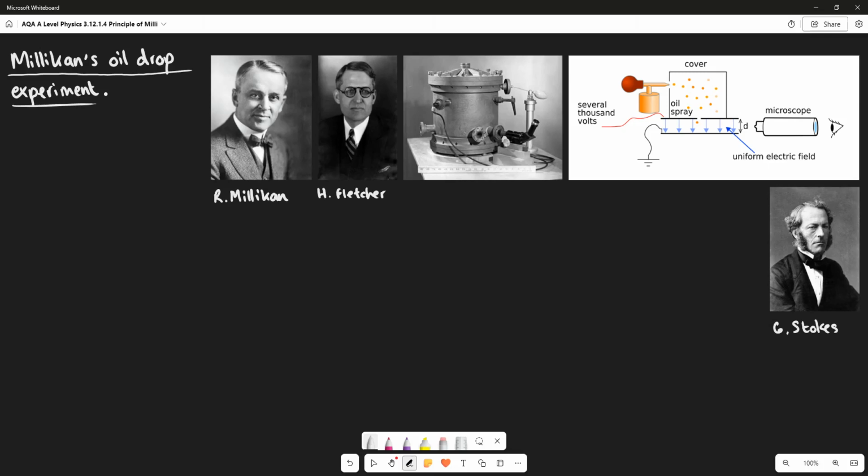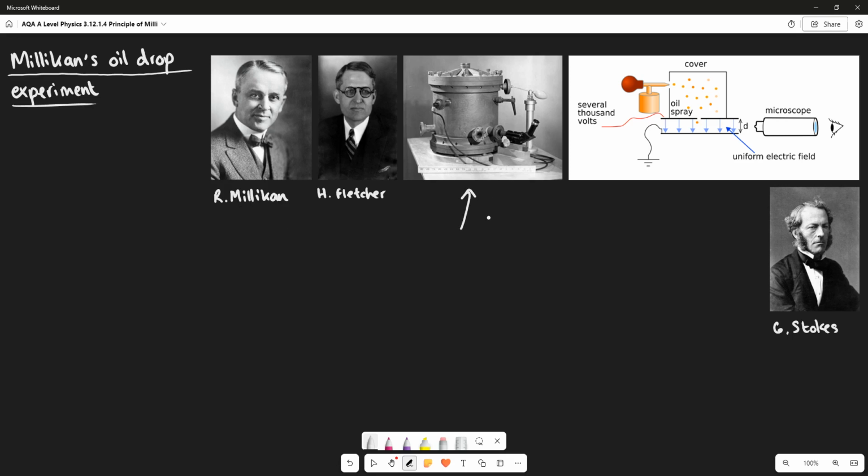Welcome to Millikan's oil drop experiment. This was the experiment that allowed us to calculate the charge on an electron. It was conducted in 1909 by two scientists, Robert Millikan and Harvey Fletcher. In 1923, Robert Millikan won the Nobel Prize for this experiment. Harvey Fletcher did not because he was a student at the time.